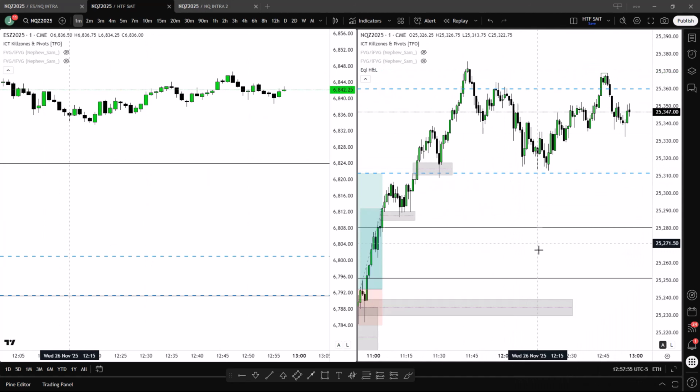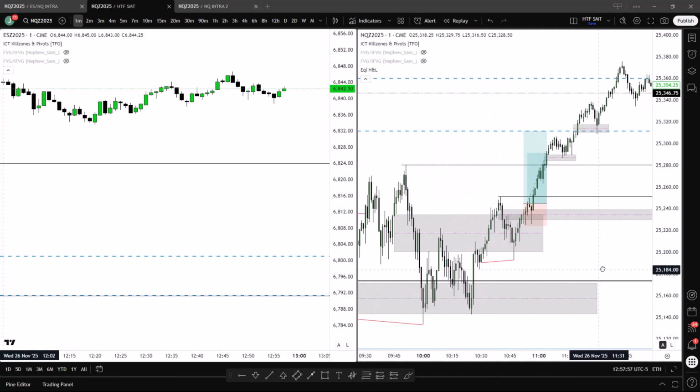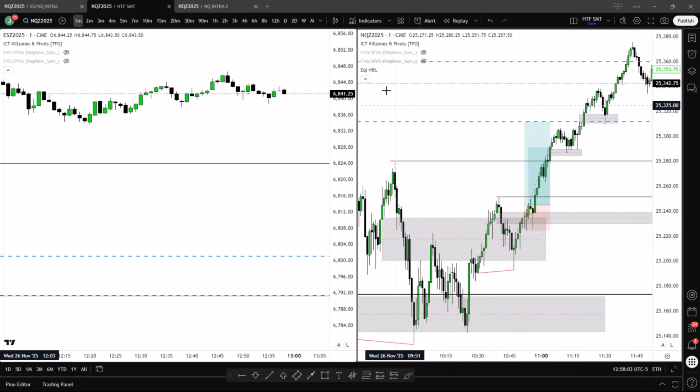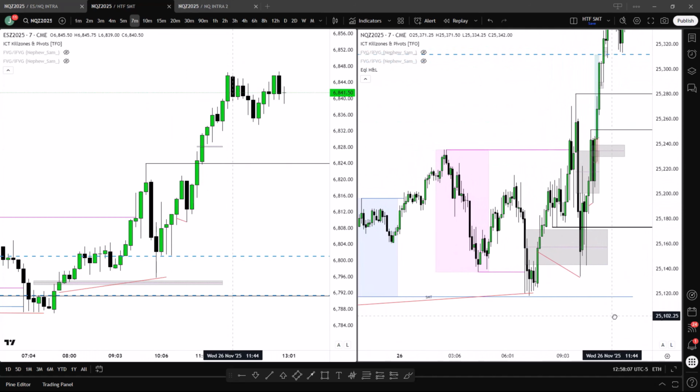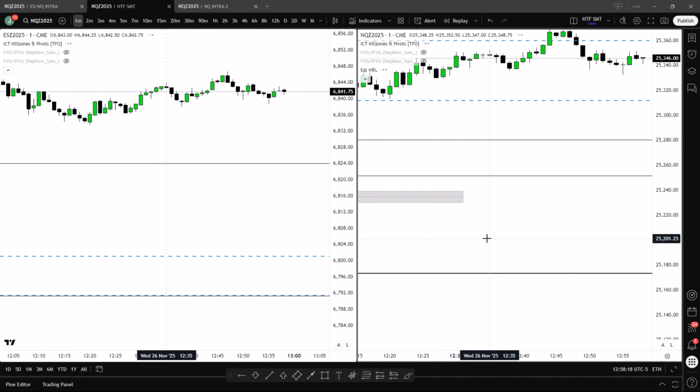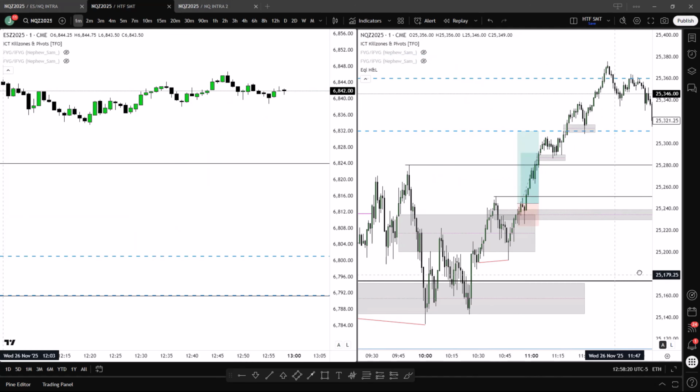Once we closed above that area, we had a pullback into that 7-minute. This is the pullback into the 7-minute. This candle right here that pulled back after we closed above the 7-minute, that's where I was looking for a pullback and an entry.